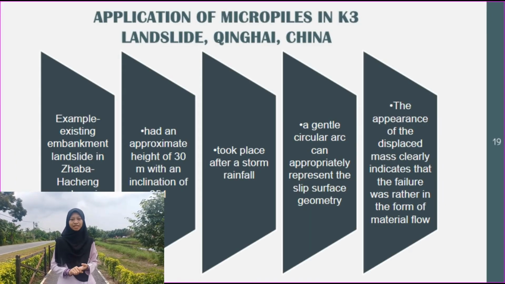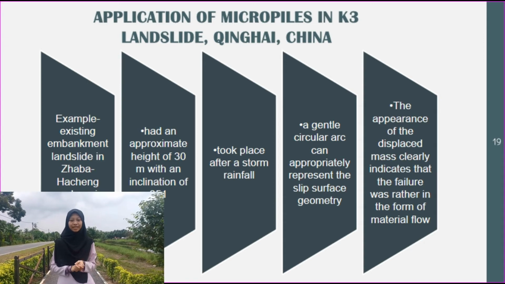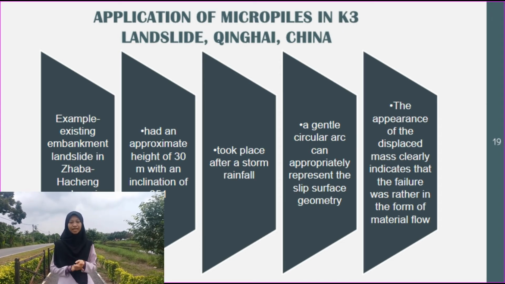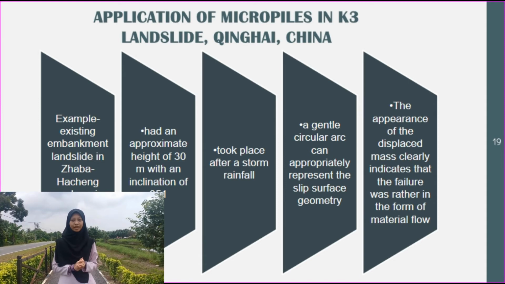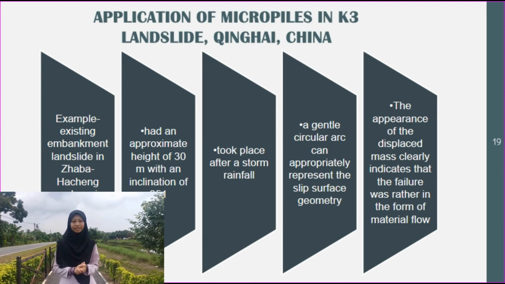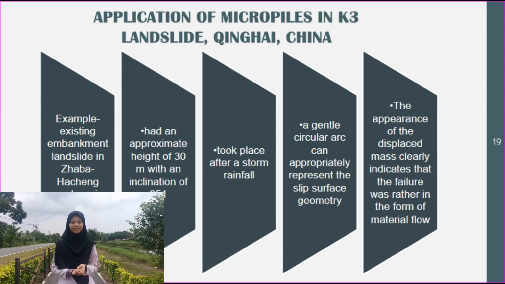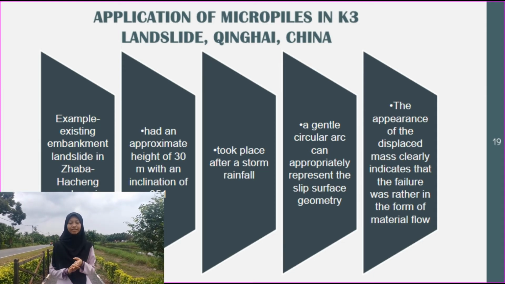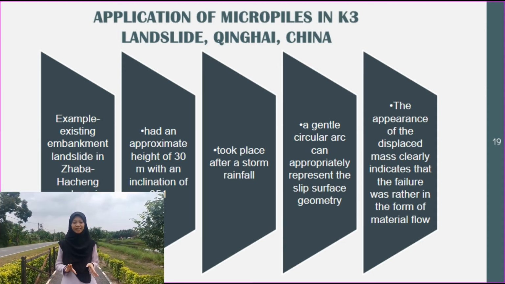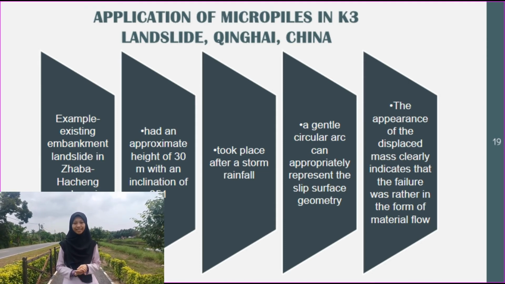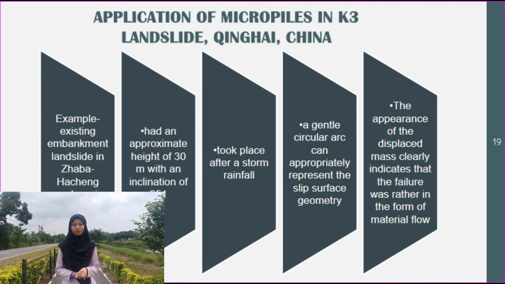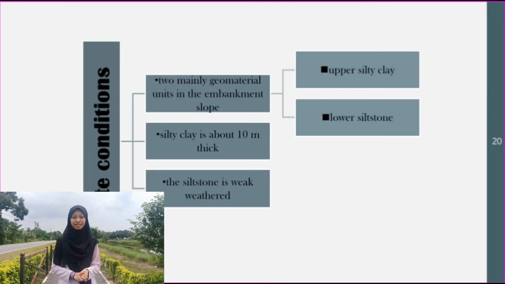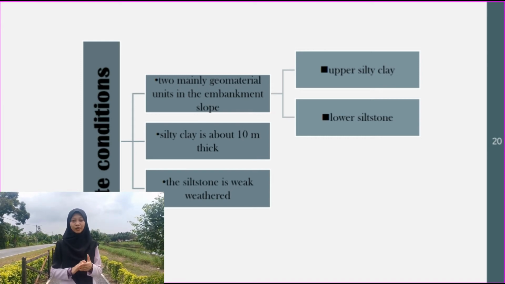The application of design micropiles has been applied in the K31 landslide in Qinghai, China. An existing embankment slope in the Zabah Haqing roadway in China was adopted as an example. It had an approximate height of 30 meters with an inclination of 35 degrees. Then a gentle circular arc can appropriately represent the slip surface geometry. The appearance of the displaced mass can clearly indicate that the failure was rather in the form of material flow. Site conditions: there are two main geological units in the embankment slope, which are upper silty clay and lower siltstone.